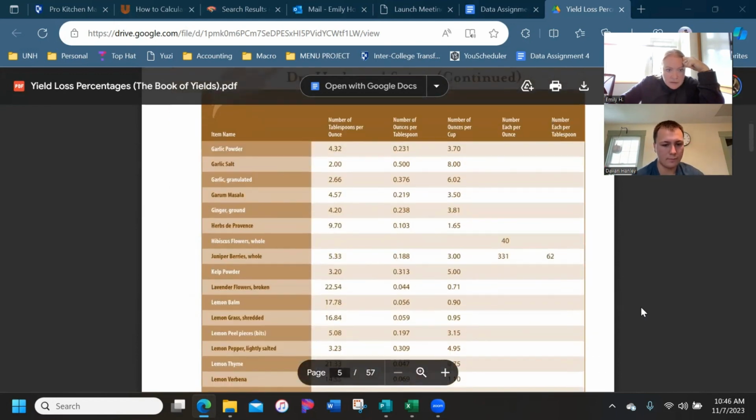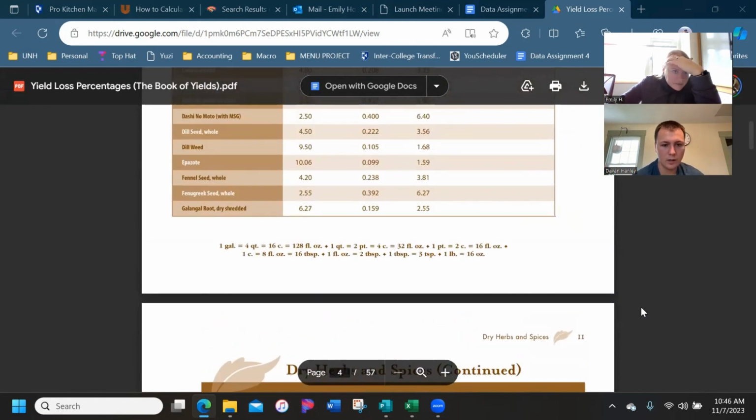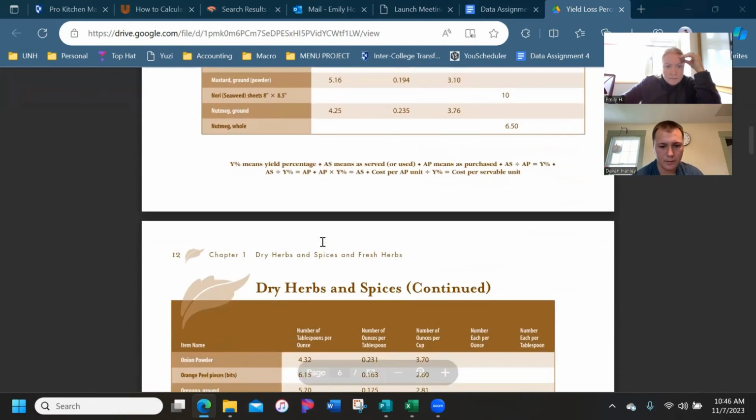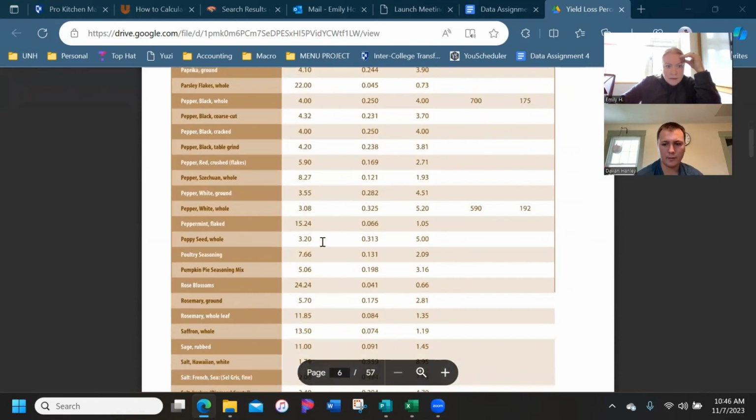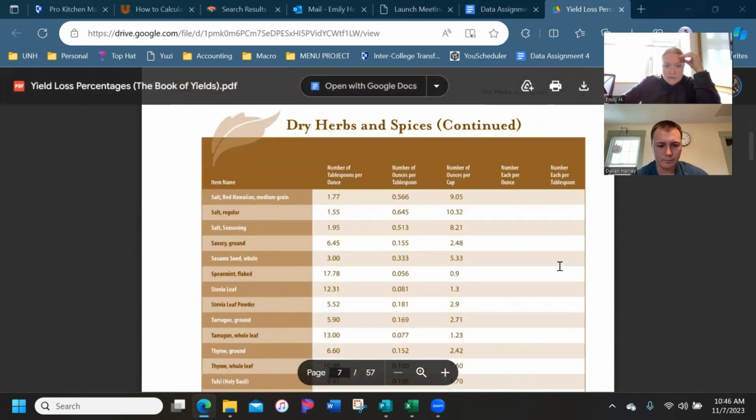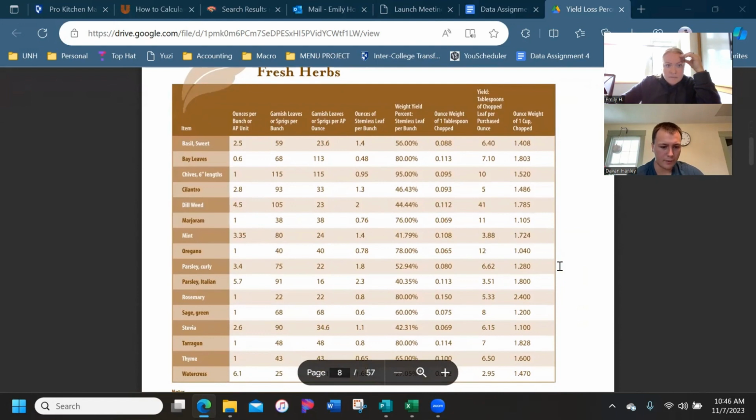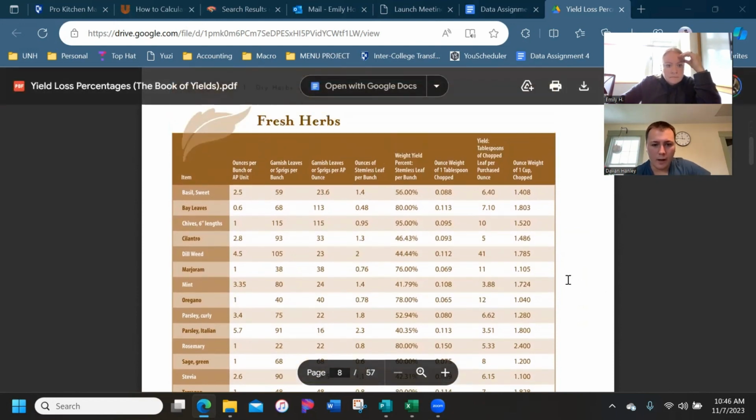It goes on forever. Oh, did it pass it? No, keep going. Because these are all dried herbs, we want fresh. Oh, I see what you're saying. Dry herbs, salt, wasabi... okay, here we go. Fresh herbs.